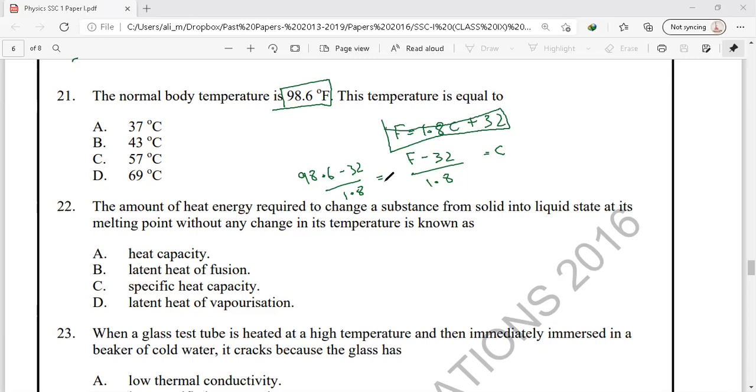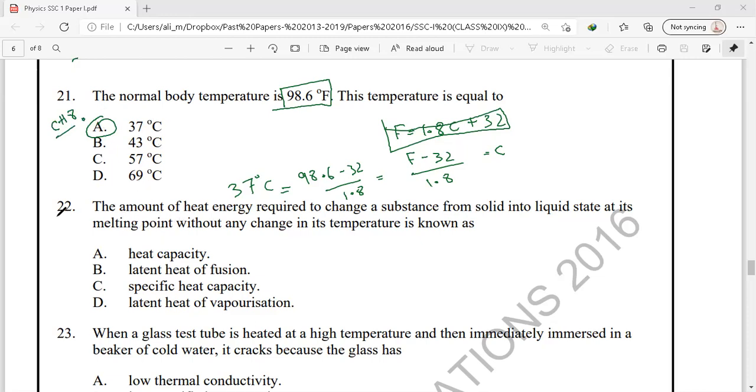Fahrenheit temperature is equal to 1.8 times degree centigrade plus 32. So from this equation, we have made centigrade the subject while F remains on the other side of the equation. By substituting the value of Fahrenheit, we get the answer that is equal to 37 degrees centigrade. So the correct option for this question is option A. This question is from our chapter number 8, Thermal Properties of Matter.